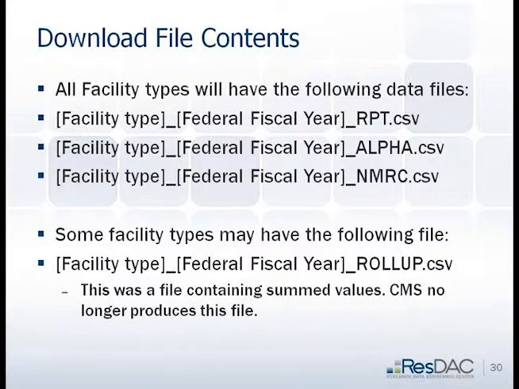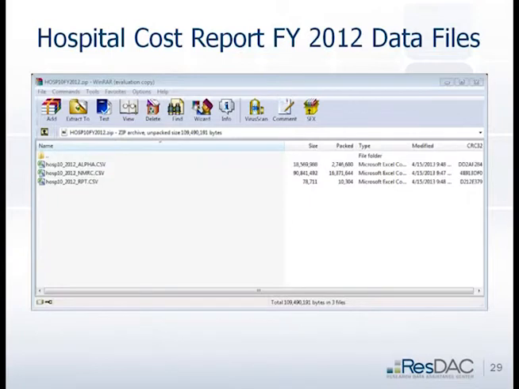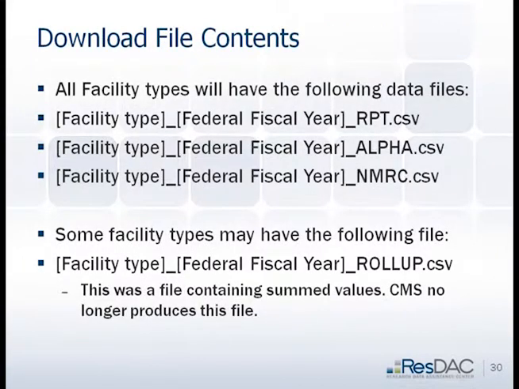I'll go back one. You'll always see in the download, it will be the facility type. If there's the form for the new one, it will be listed there, underscore the fiscal year that you're looking at, and then the name of the file, the alpha, numeric, or report file. For the 96 forms for hospitals, they'll have a file that's called a roll-up file. That contains summed or total values.